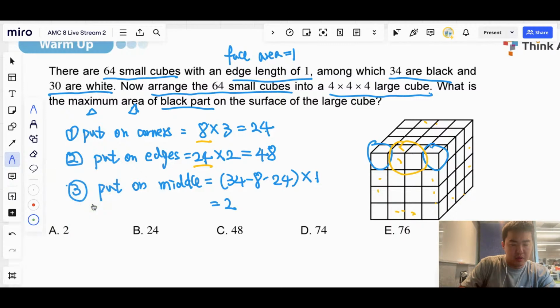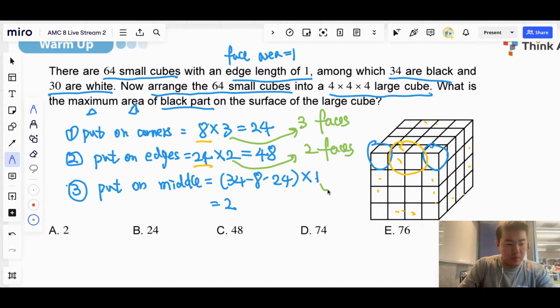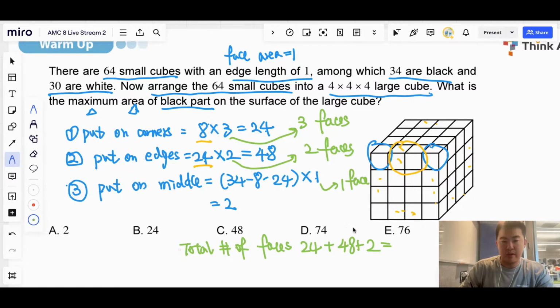So let me add a little notation here. The first step is for 3 faces. The second step is for 2 faces facing outside. And here, 1 is just for 1 face. Okay, now our final step is to add up all the numbers. Which numbers? The number of faces, right? Because each face has an area of 1. So in total, let me finish it up using green. The total number of faces is the ones on the corners, which is 24, plus those displayed on the edges, that's 48, and plus our last 2, okay? So that's 50 plus 24. If you add up the last 2 numbers first, you should get 74. Okay, so that's why you're choosing option D.